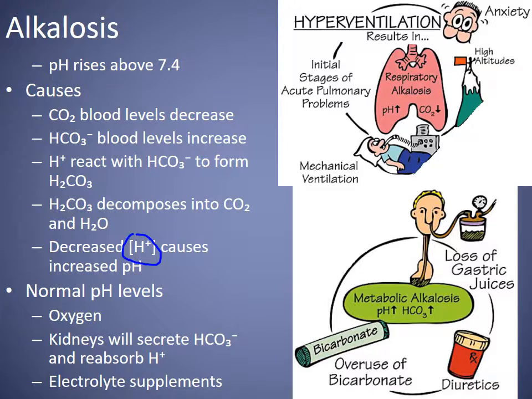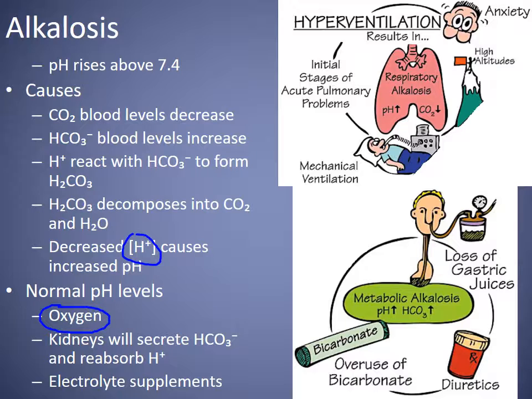To bring back normal blood pH, what our body will do is sometimes we'll take oxygen. Again, kidneys will secrete bicarbonate ion and reabsorb hydrogen ion. You could also take electrolyte supplements to shift the reaction back to the right and create this equilibrium.